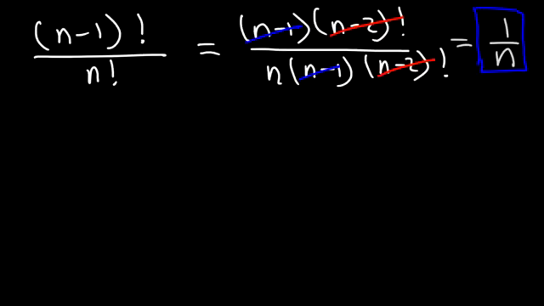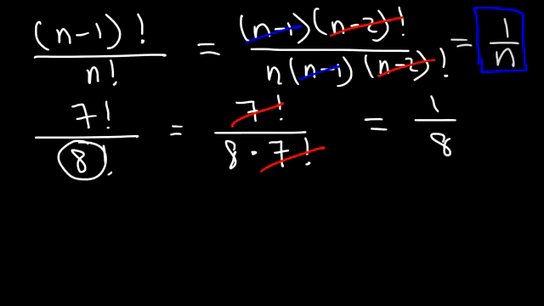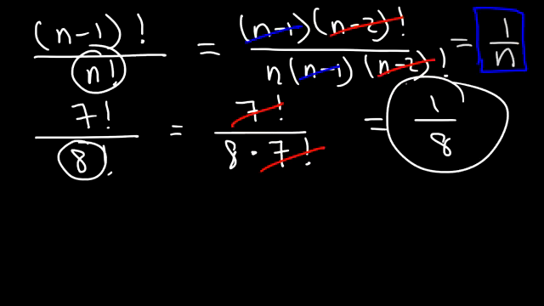Now let's illustrate it with some examples. So let's say n is 8. That means n minus 1, or 8 minus 1, has to be 7. So 8 factorial is going to be 8 times 7 factorial. And we could cancel 7 factorial, and so we get 1 over 8. So since 8 is n, notice that we get 1 over n.